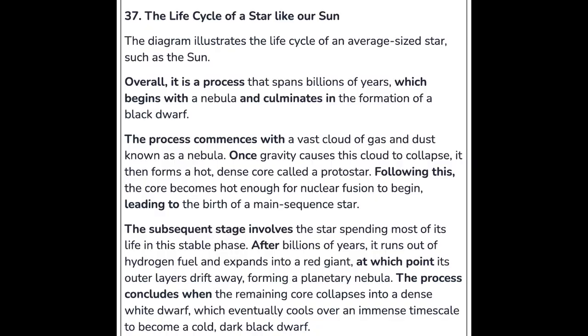After billions of years, it runs out of hydrogen fuel and expands into a red giant, at which point its outer layers drift away, forming a planetary nebula. The process concludes when the remaining core collapses into a dense white dwarf, which eventually cools over an immense timescale to become a cold, dark black dwarf.